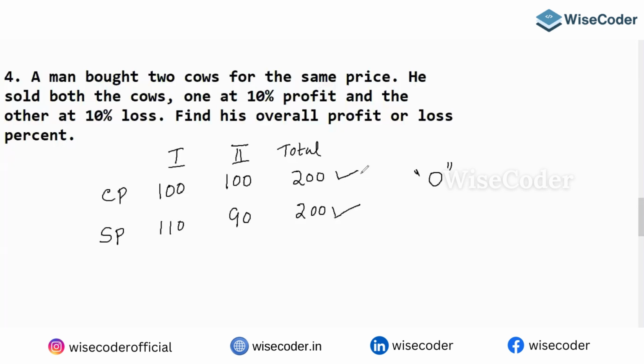So understand, he bought them for the same price, which means please underline that the cost price is same. With the same X% profit and X% loss, the answer is going to be no profit, no loss. So this is one of the situations. Let's go to the next variety of questions.